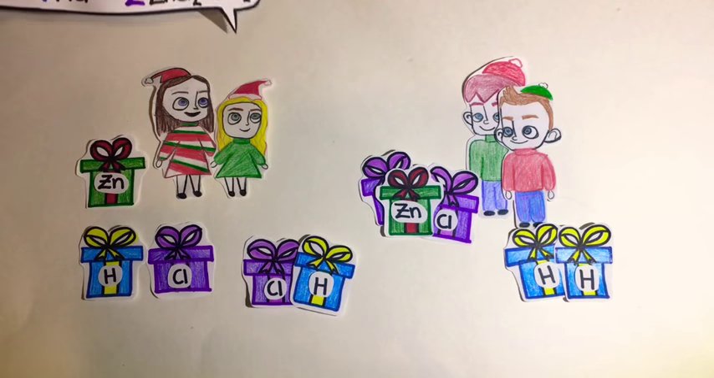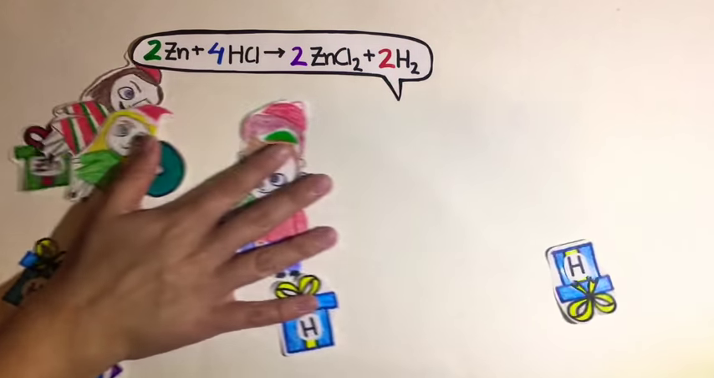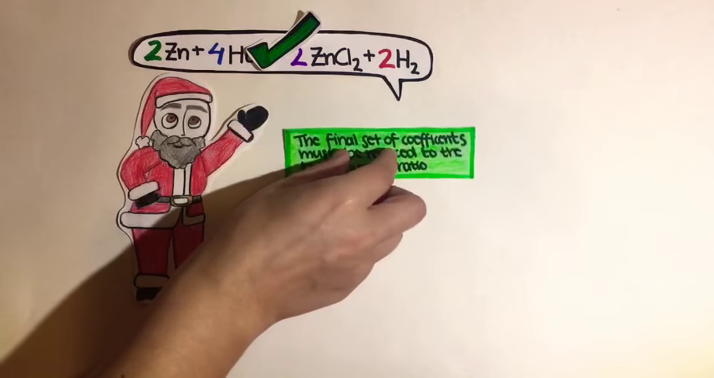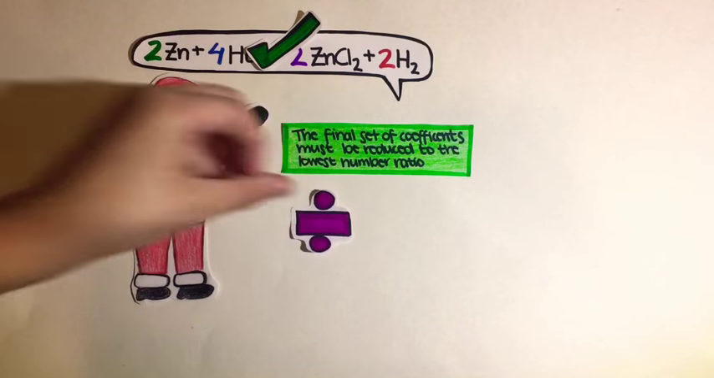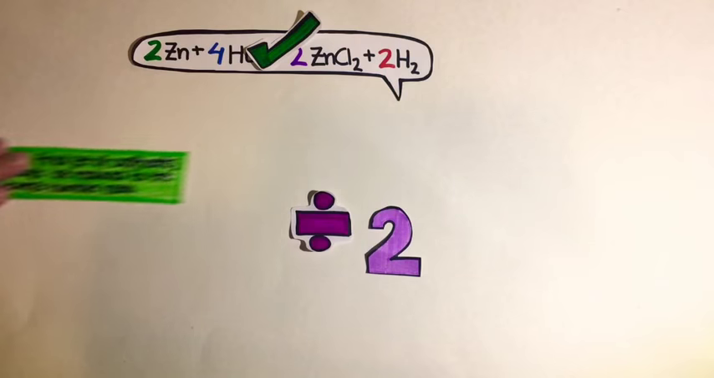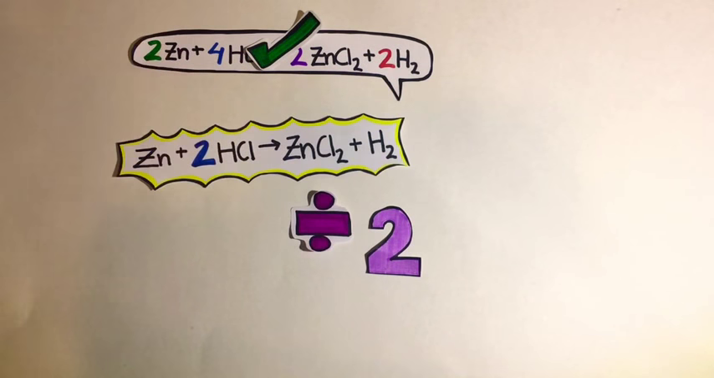What if instead of your equation, I got 2Zn plus 4HCl yields 2ZnCl2 plus 2H2? asked one of the children. This equation is still right, said Santa, but you should try to reduce every single coefficient to the lowest number ratio. So by doing this, if we divide by 2, we will still get the same exact equation as before. Zn plus 2HCl.